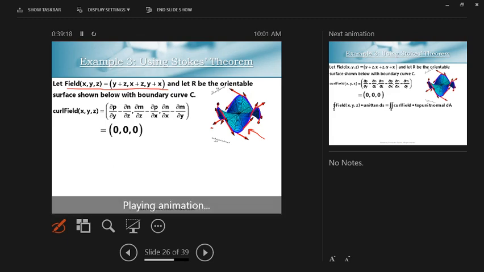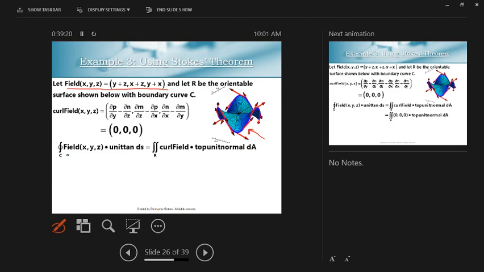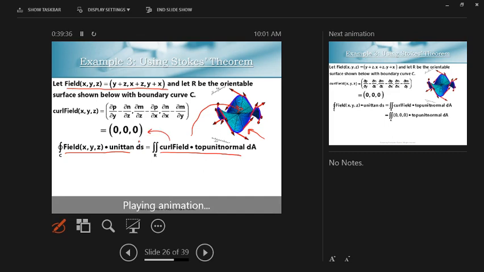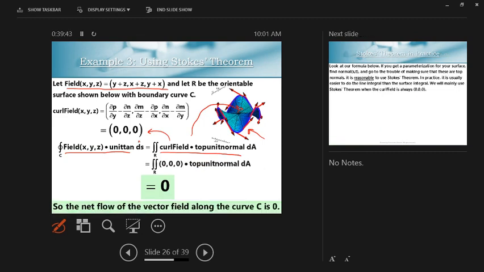So when we invoke Stokes theorem, this path integral that we want to compute is equal to the surface integral of doing curl dot top unit normal for this blue interior. But the curl is 0, 0, 0. Guys, what's 0, 0, 0 dotted with anything? 0. Yeah. So this entire problem reduces down to the net flow of the vector field along this closed curve is equal to 0. In fact, any closed curve for this vector field. You guys good with that?